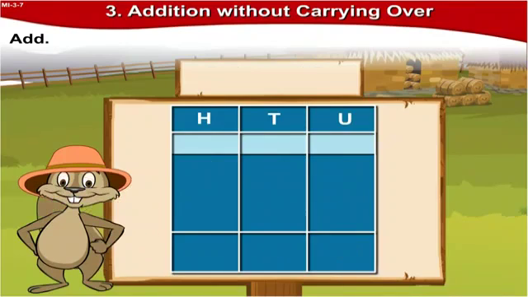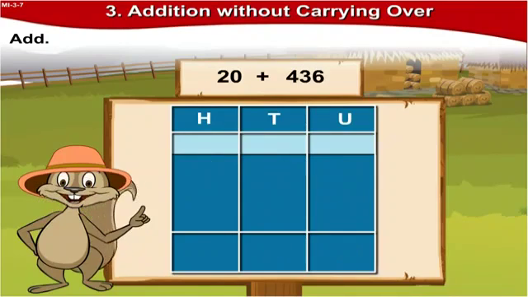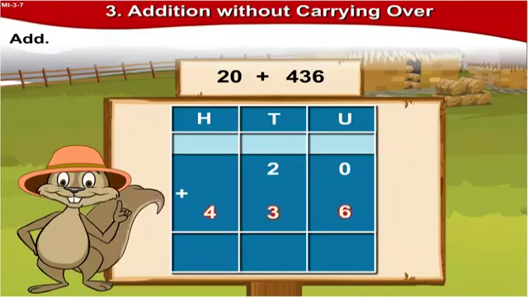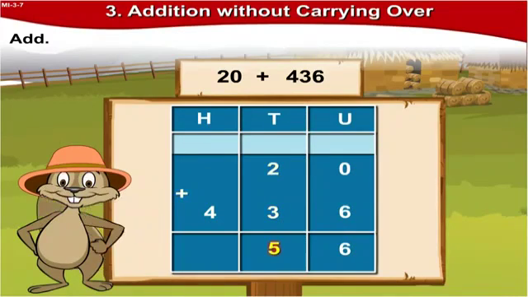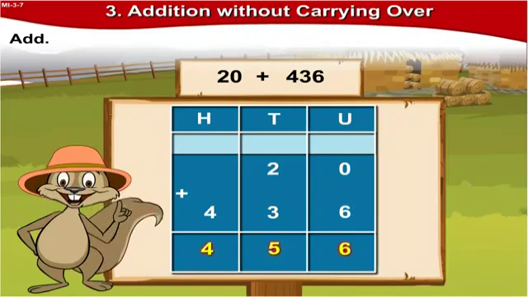Now, the next sum. 20 plus 436. First we'll write HTU. Now 20 is 2 tens, 0 units, plus 436 is 400, 3 tens, 6 units. Well, 0 units plus 6 units is 6 units. In the tens column, 2 tens plus 3 tens is 5 tens. Under hundreds column, we have 400. So it is 400, 5 tens and 6 units, which means it is 456.